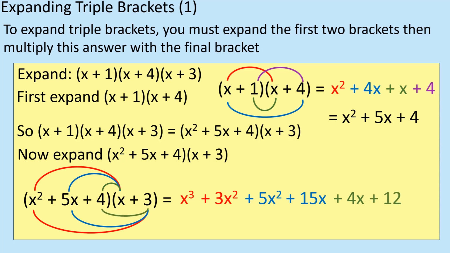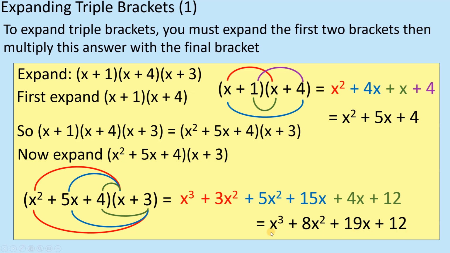All right, so you've got all the bits and pieces there in terms of how you construct it. And like I said, you should have 6 things. We now need to try and group our powers of x's and numbers. So we've got one value of x cubed, so that's going to stay as it is. You've got 3x squared and 5x squared giving you 8x squared, and then you've got 15x and 4x, which gives you 19x, and then add 12, and that is your answer.